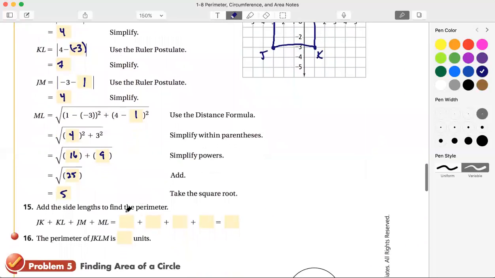So to find the perimeter, we add up all the numbers we just found. 4, 7, 4, 5, and we get 20. So the perimeter of this figure was 20.